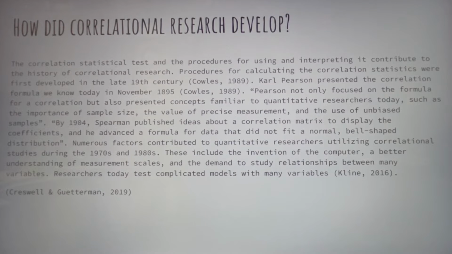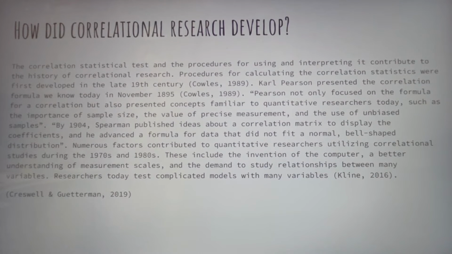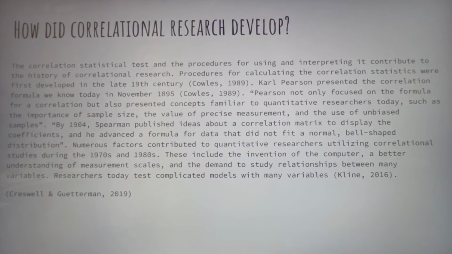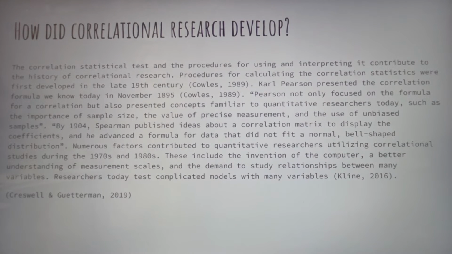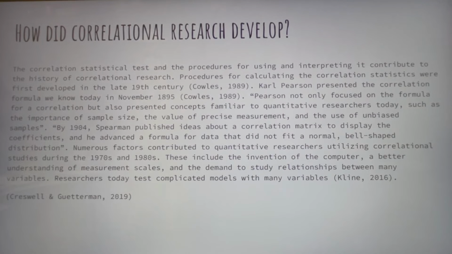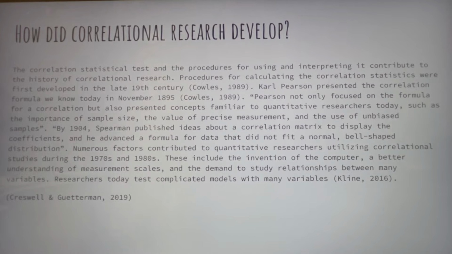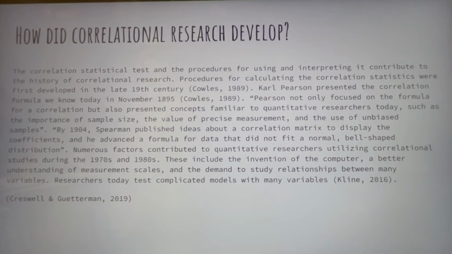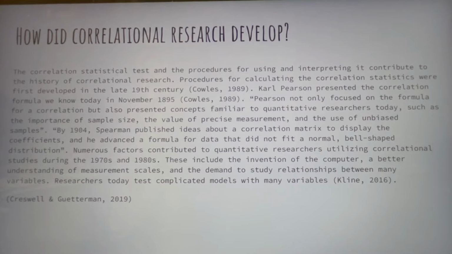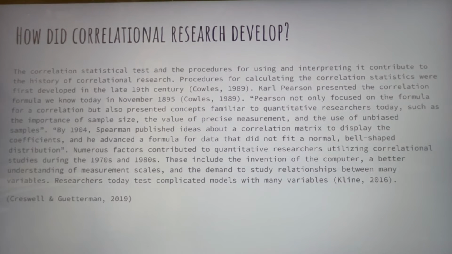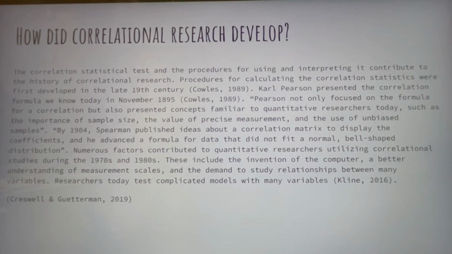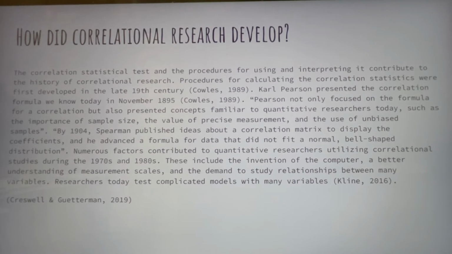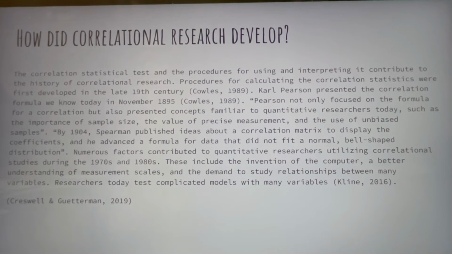How did correlational research develop? The correlational statistical test and the procedures for using and interpreting it contribute to the history of correlational research. Procedures for calculating the correlation statistics were first developed in the late 19th century. Karl Pearson presented the correlation formula we know today in November 1895. Pearson not only focused on the formula for a correlation, but also presented concepts familiar to quantitative researchers today, such as the importance of sample size, the value of precise measurement, and the use of unbiased samples.